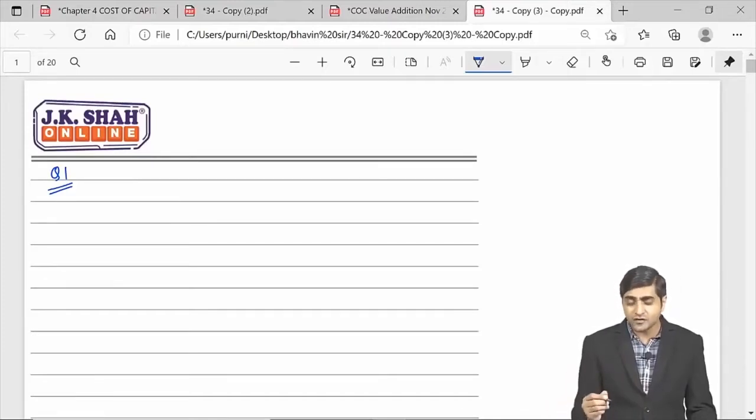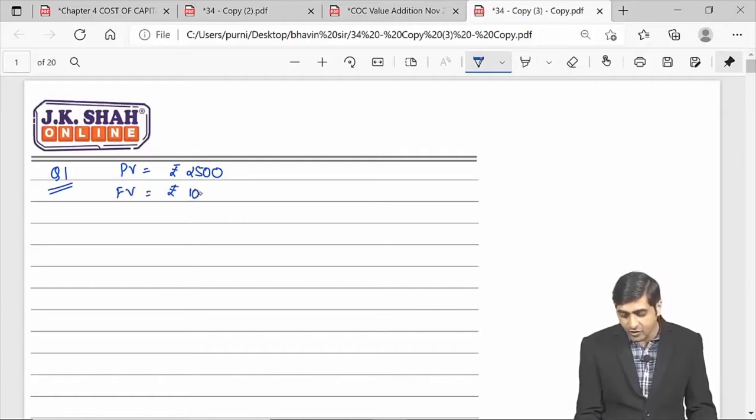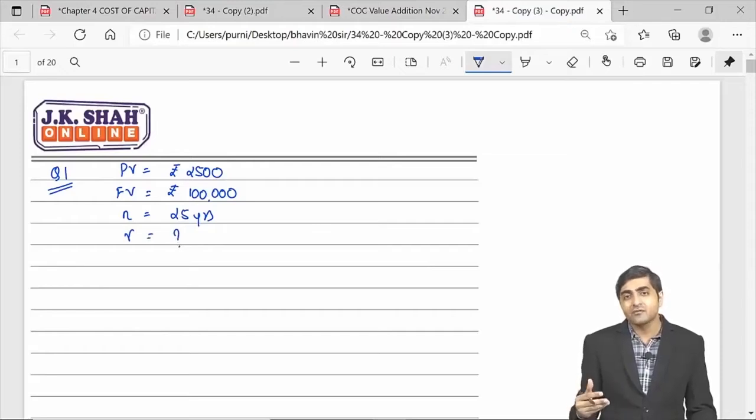Okay, so first of all, for a zero coupon bond, we have the present value of the bond, which is nothing but rupees 2,500. So you are going to invest rupees 2,500 today, and at the time of maturity you are going to receive 1 lakh rupees, and the life of the bond is 25 years. We are required to calculate the return or the rate which an investor is going to earn, which is nothing but the cost of debt for the particular company.